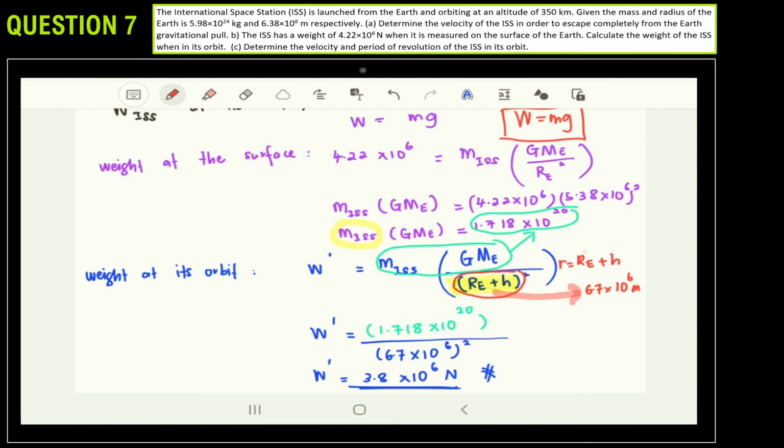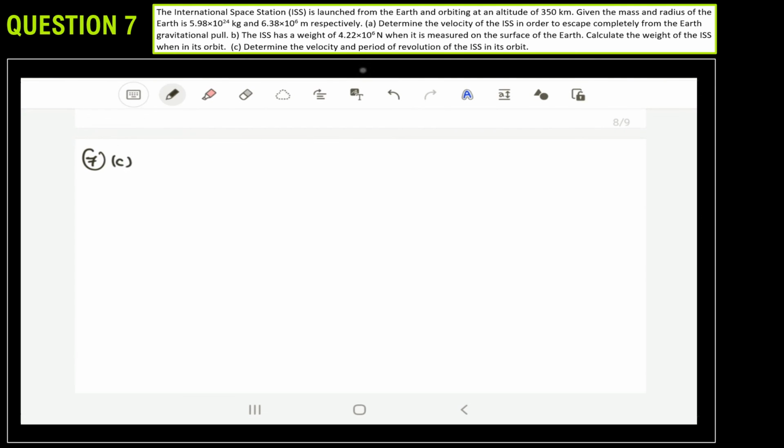So calculate: RE you already know, the altitude H you have the value, then you will get R is equal to 6.7 exponent 6. Then you can substitute here. Okay, so let's try to answer question C. So 7C: determine the velocity and the period of revolution of the ISS in its orbit.